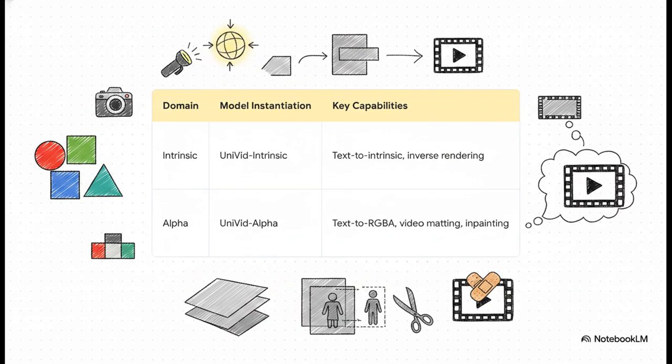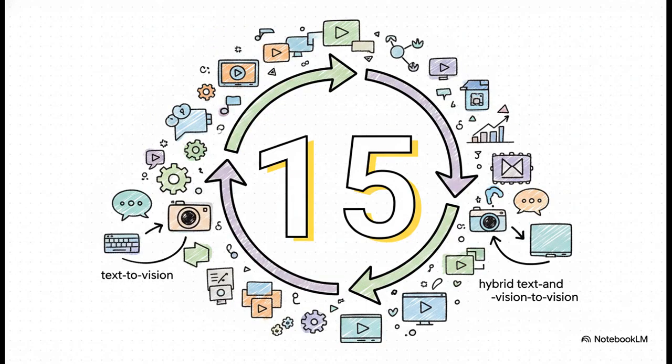Just to prove this wasn't all purely academic theory, the researchers went ahead and built two specific models straight from this framework. First up is UniVid-Intrinsic, which handles RGB and intrinsic maps, unlocking capabilities like text-to-intrinsic generation, inverse rendering, and full-on video relighting. Second is UniVid-Alpha, which takes care of layers like transparency and background, mastering text to RGBA, highly advanced video matting, and seamless video inpainting.